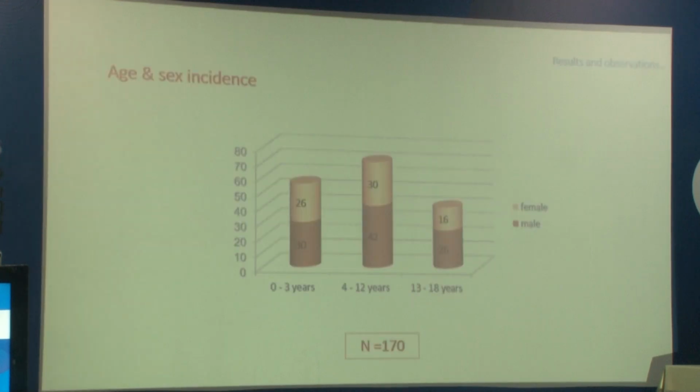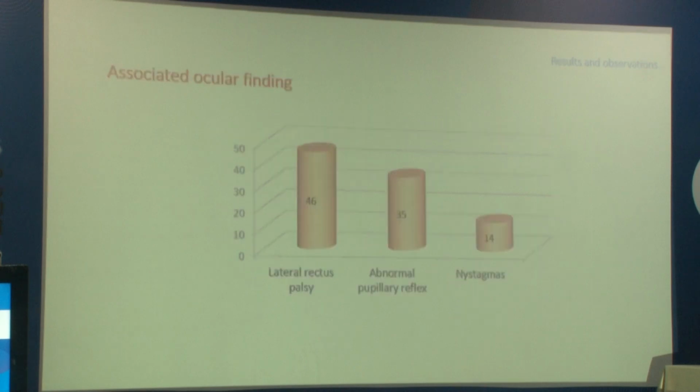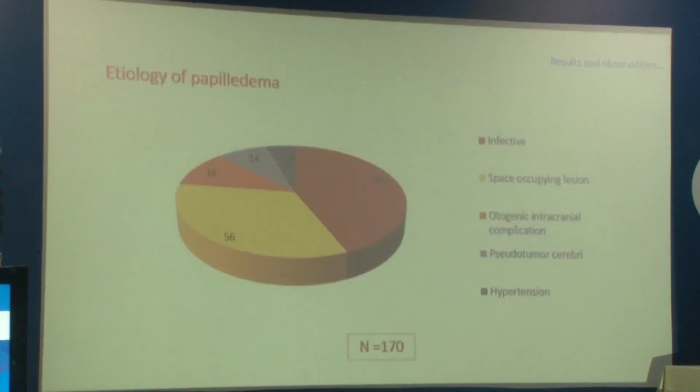We divided the cases into 3 age groups: 0 to 3 years, that is preschool children, 4 to 12 years, that is pre-adolescent period, and 13 to 18 years, that is adolescent period. Most of the patients presented with headache, fever, and vomiting. Visual symptoms like transient obscuration of vision and dimness of vision were also present in some cases. Among associated ocular findings, the most common was lateral rectus palsy. The most common etiology of papilledema was found to be of infective origin, followed by space-occupying lesion.